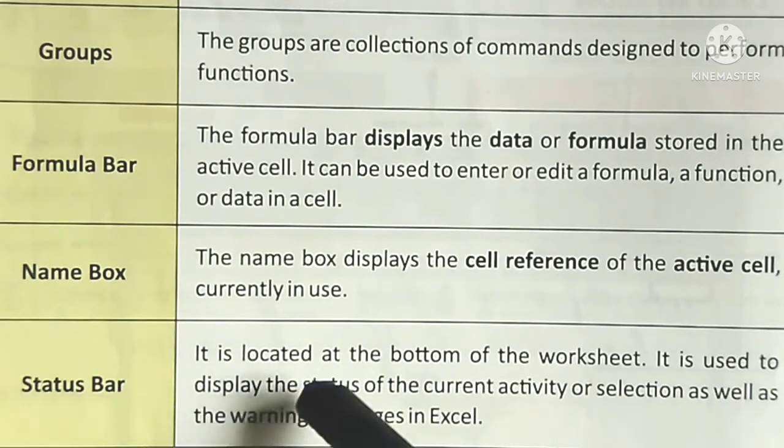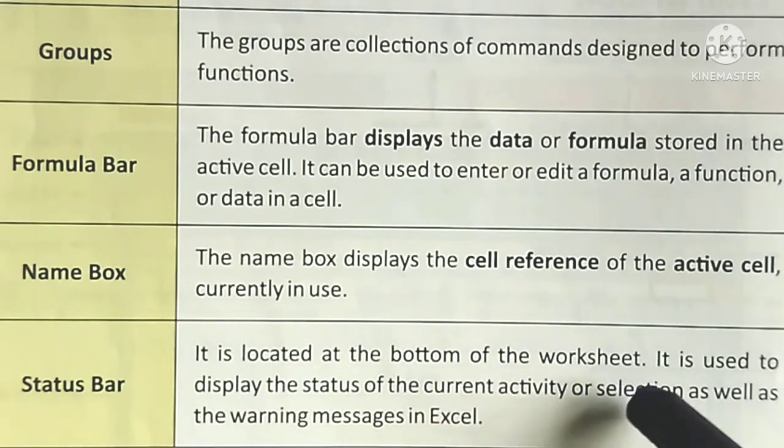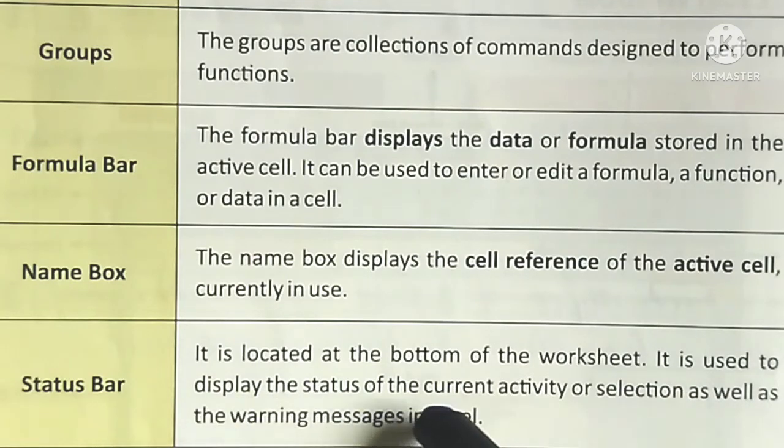Status bar. It is located at the bottom of the worksheet. It is used to display the status of the current activity or selection as well as the warning messages in Excel.